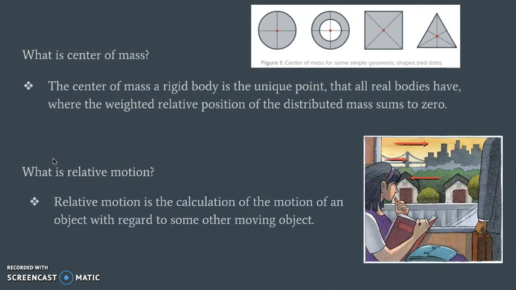Relative motion is a calculation of the motion of an object with regard to some other moving object. As you can see in the picture, relative to the woman on the train, the trees and the bridge are moving past her. However, in reality, the tree and the bridge are stationary, and she is the one who's moving.